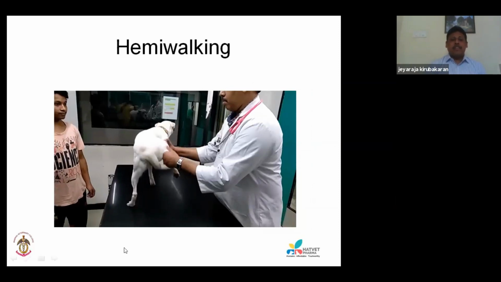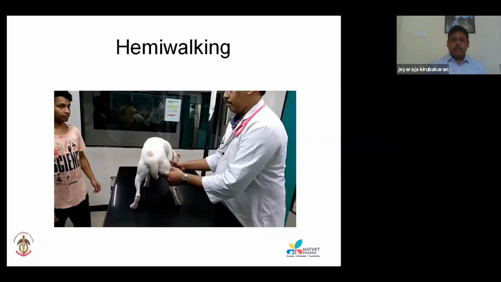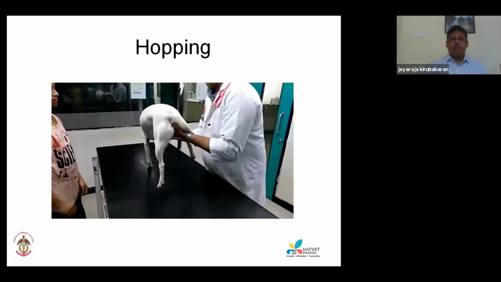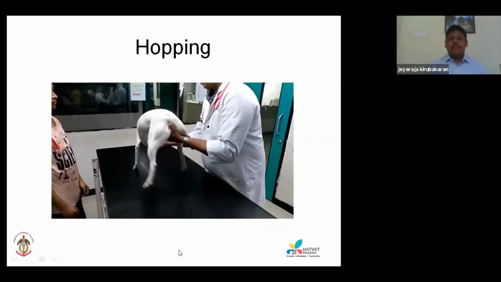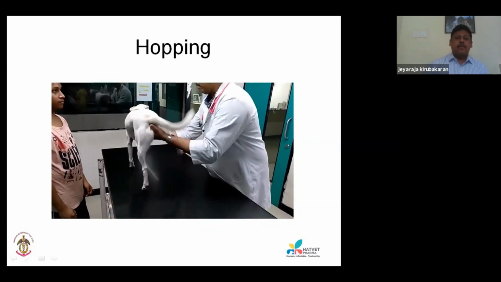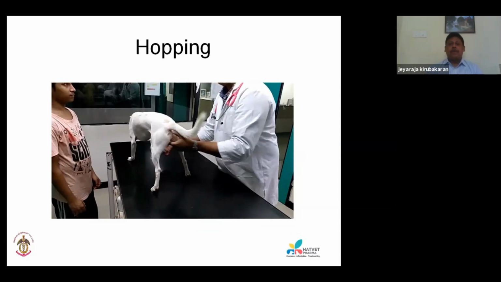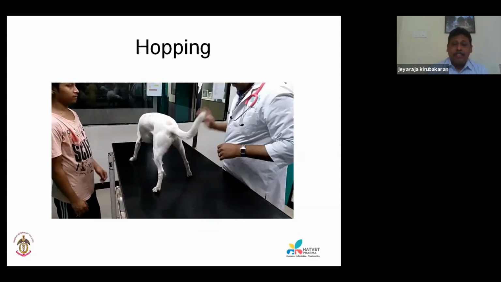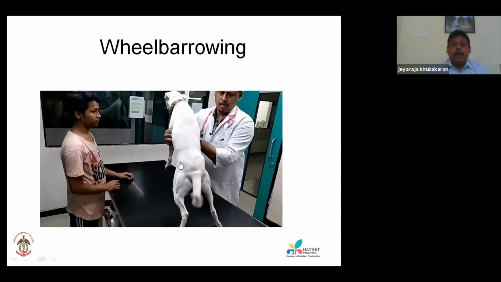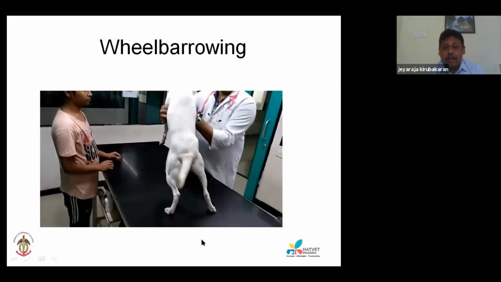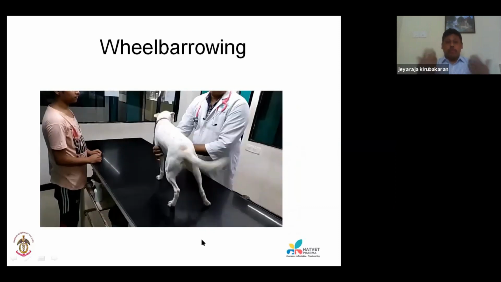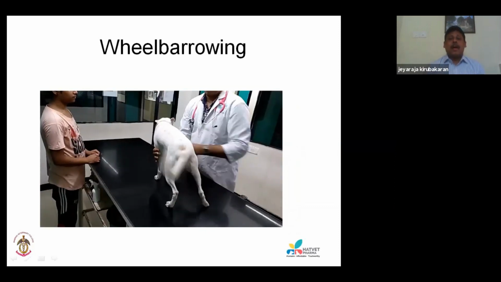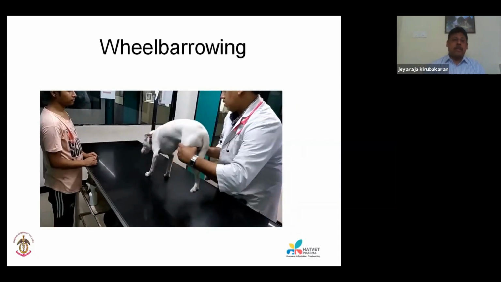Then comes your hemi walking, just checking one side whether it is okay. That's hemi walking. Then you have hopping. It is to test one limb whether it is having any weakness, lifting all other limbs and moving forward. That's hopping. In larger animals, it's very difficult to do these things. And then you have wheelbarrowing. What I do initially is reverse wheelbarrowing. Then you do it the opposite way. That's the actual wheelbarrowing.